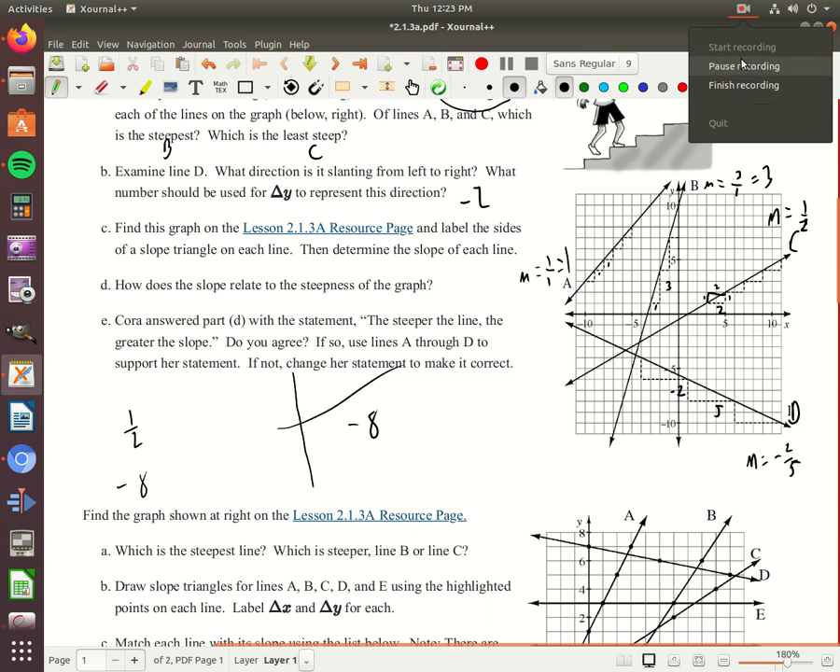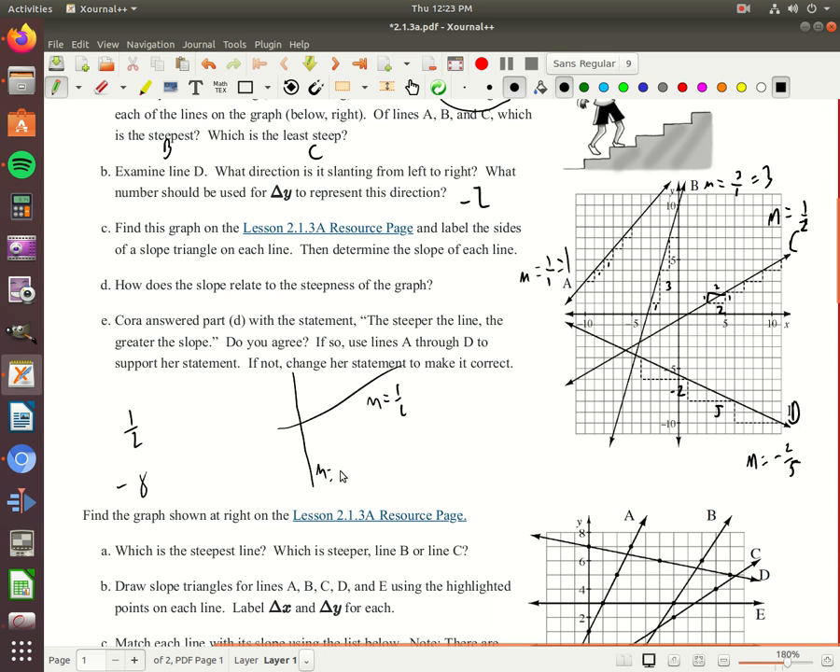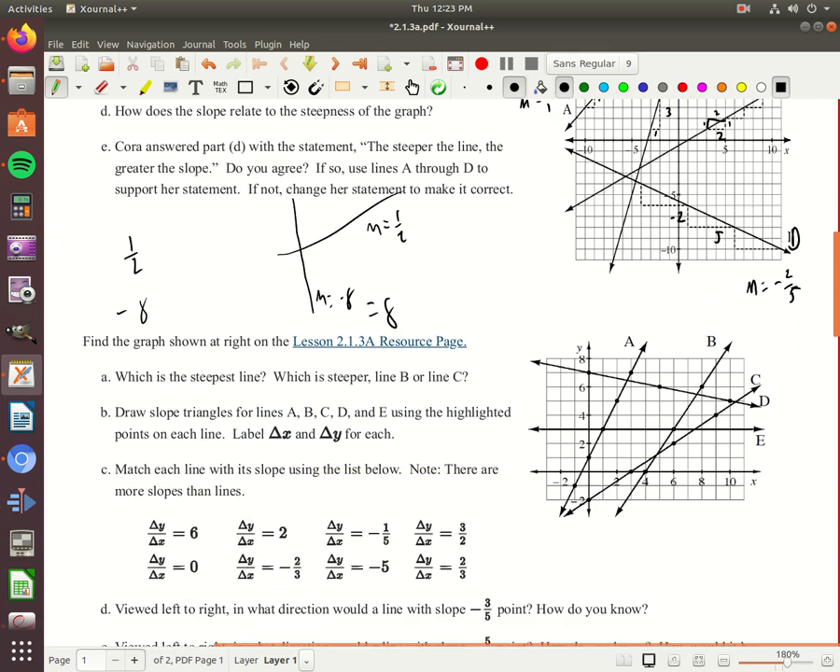Let me pause, I'm sorry. Okay, so if I had this, maybe this has a slope of 1/2 and this maybe has a slope of -8. So if I just said, the steeper the line, the greater the slope, well, that is a greater slope, but it's not a steeper line. But the absolute value here is 8, and then there you go. That would be the steeper line. So I hope I made myself clear. I don't think I did.